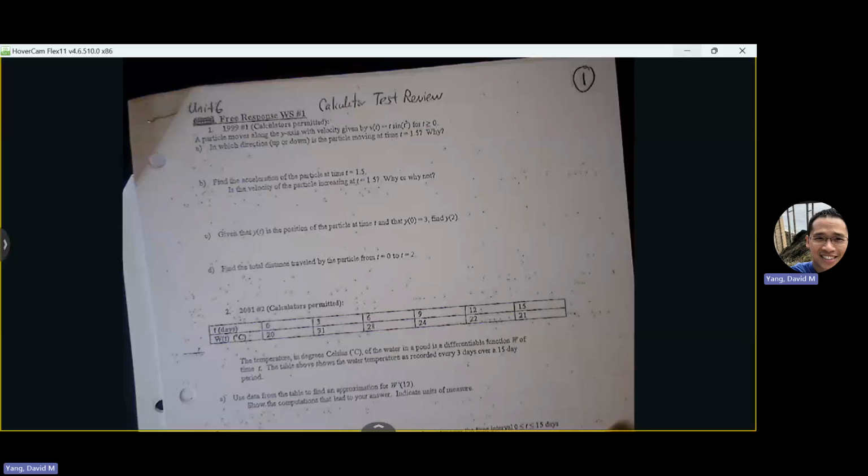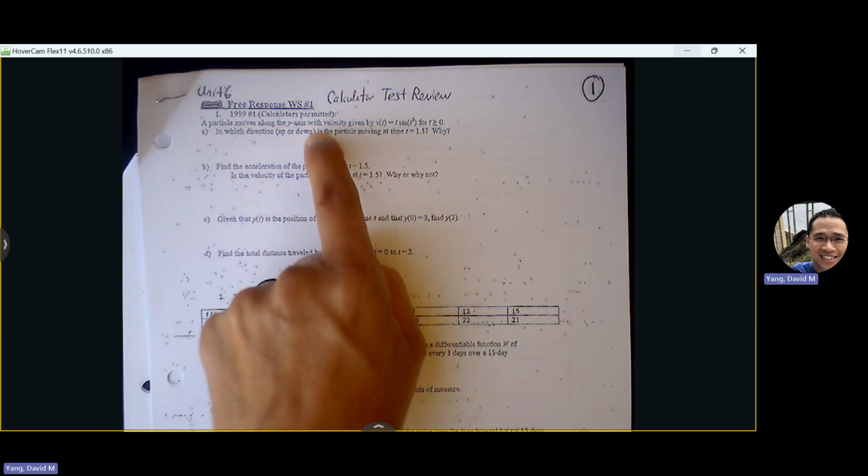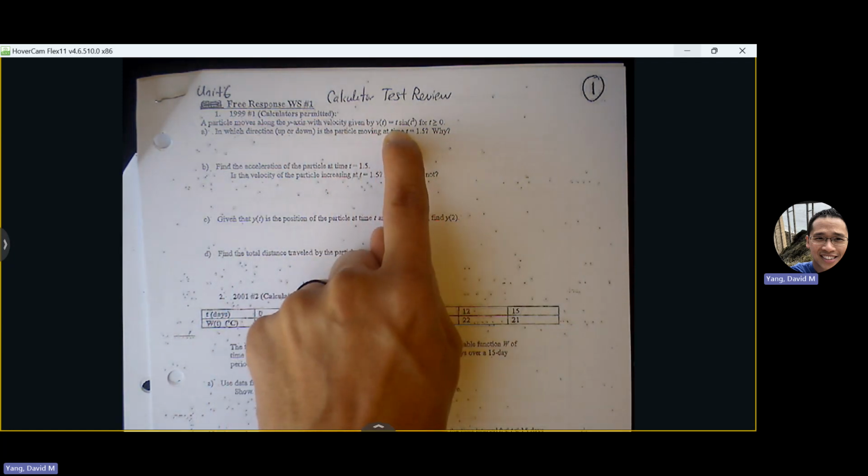Okay, let's read this problem here. A particle moves along the y-axis. Typically, if it's a particle motion problem, it's usually along the x-axis, moving left and right. Right is positive, left is negative velocity. Here it is along the y-axis, so upwards is positive velocity, and negative velocity would be going down. Velocity is given by v of t, so this is our velocity function.